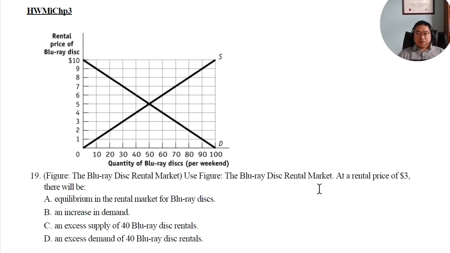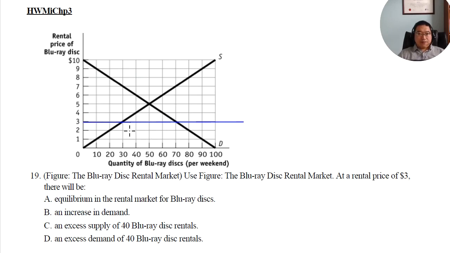Okay, this is still homework 3, the first section, question 19 to question 24. We have a supply and demand graph for the Blu-ray disc rental market at a rental price of $3. So let's see, where's $3? Here, $3. Okay, at a rental price of $3, what's going to happen?